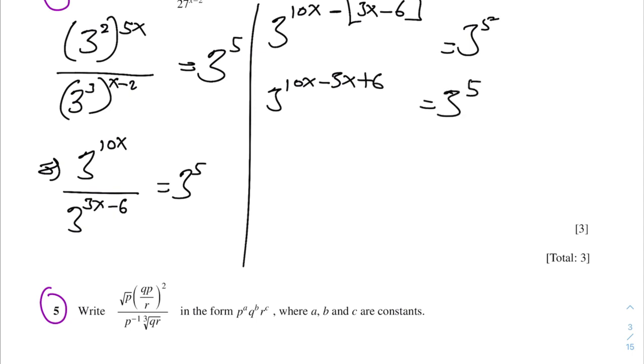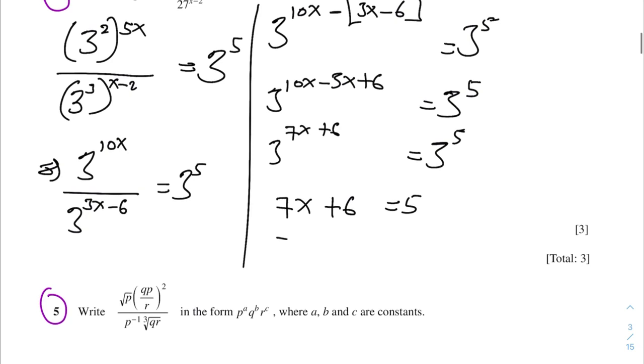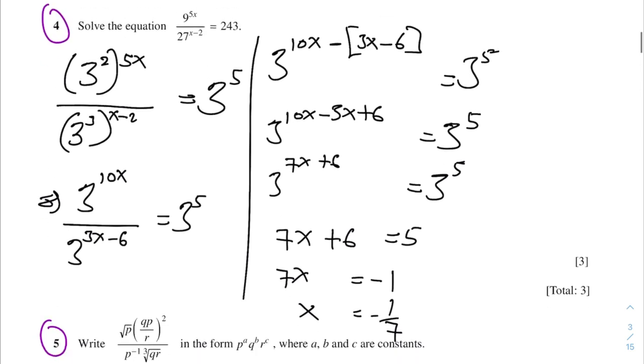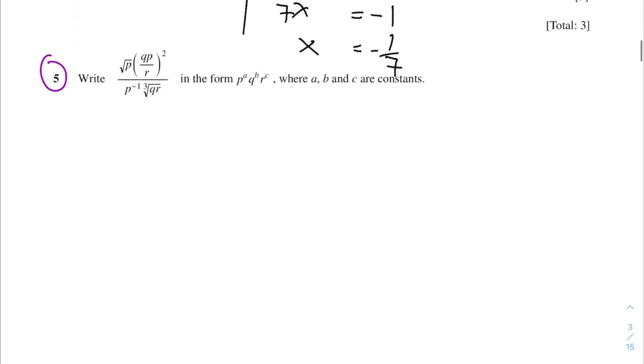Okay. Then the next thing that I do is simplify. I get 7x plus 6 is equal to 3 to the power 5. So now, since the bases are the same, we equate the powers. So we have 7x plus 6 equals 5. So 7x is equal to negative 1, right? Yeah. So x is equal to negative 1 over 7. I believe so. Have we made a mistake? I don't think so. Okay. That's for question 4. Let's look at question 5.